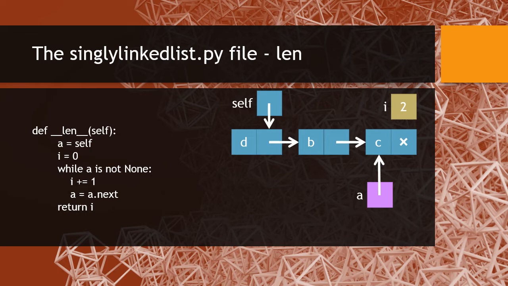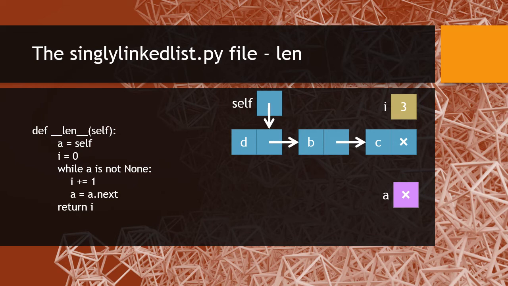Go back to the condition. A is not none. Yes. I plus equals 1. Where is A dot next? Make A point to where A dot next is pointing. A dot next is none. It is not pointing to anybody. So this line will have this effect. A will also become none. The third iteration of the while is done.